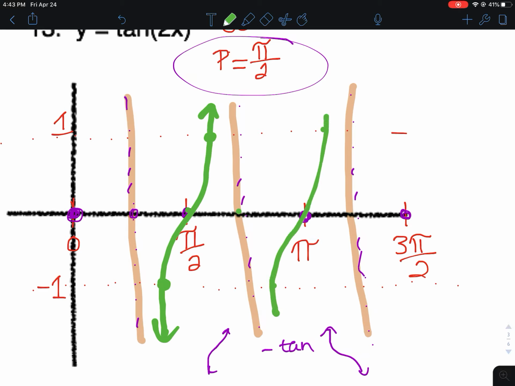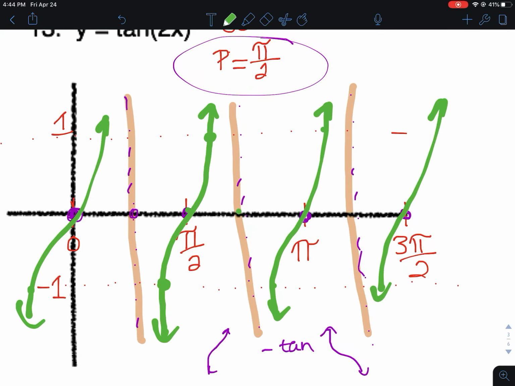And that process continues. And I know these aren't going to be perfect, so just do your best to get that curve correctly in there. And as long as I can see at least one full period, that's okay.